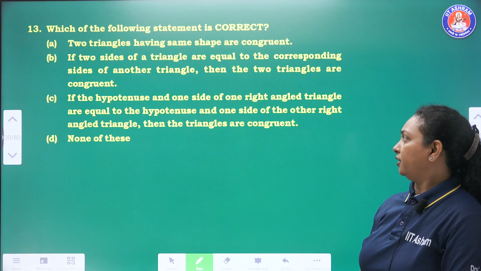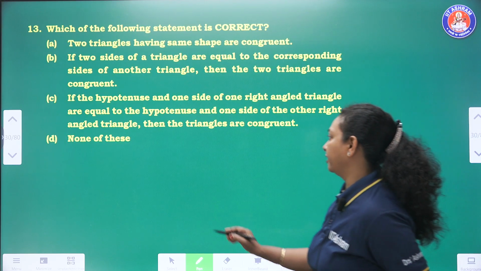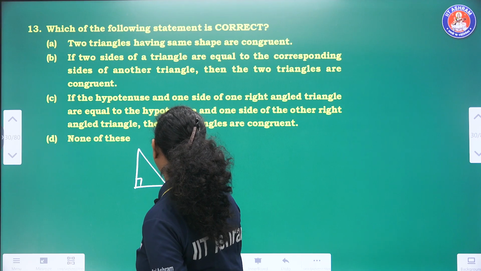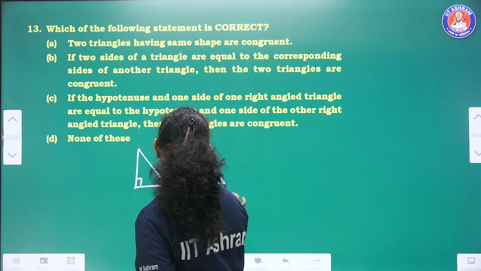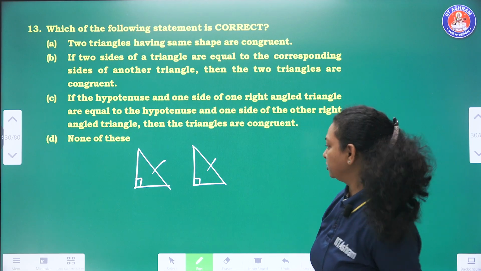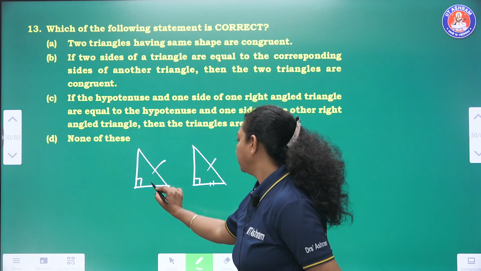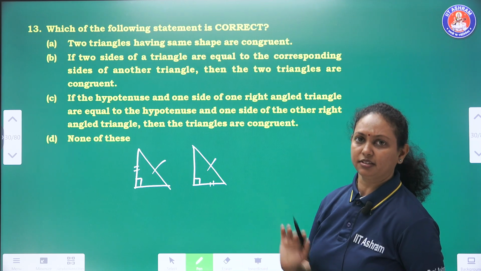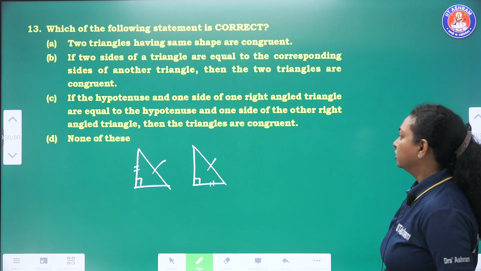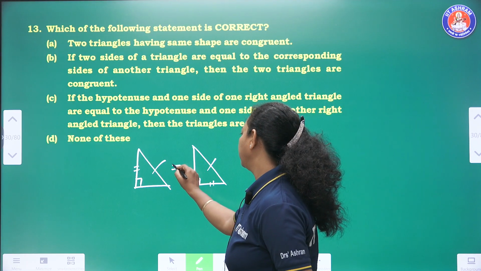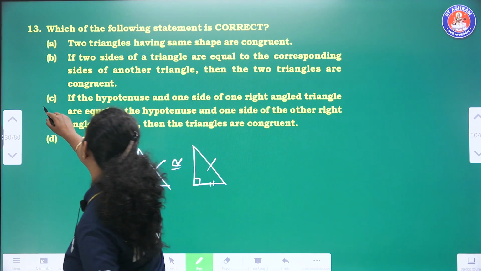If the hypotenuse and one side of one right angle triangle, here they are talking about right angle triangles, both have the same hypotenuse as well as the same base or same perpendicular, whatever it is, so both the triangles are congruent. Definitely both the triangles are congruent. So C option is the correct one.